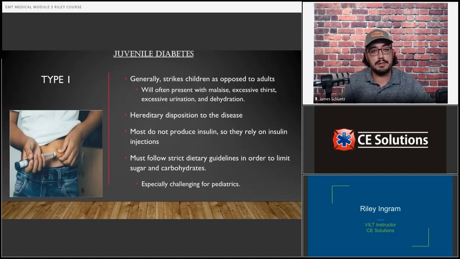All right. So type 1, let's get into that more. It's going to be like your juvenile diabetes, right? So generally it's going to strike children as opposed to adults. They're born with it a lot of times. Okay. It's often going to present with your general malaise. They're always tired, like just tired. Like, why is this kid tired? What is going on? Excessive thirst, excessive urination, and dehydration.